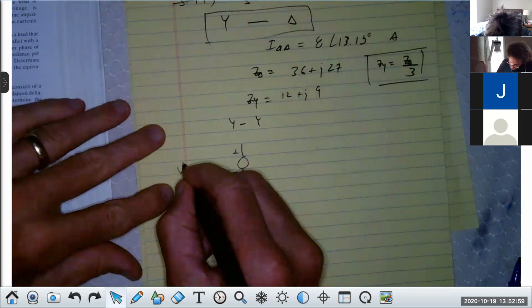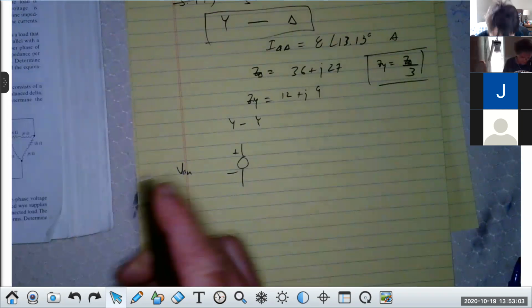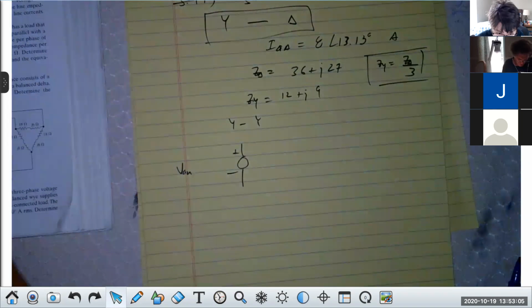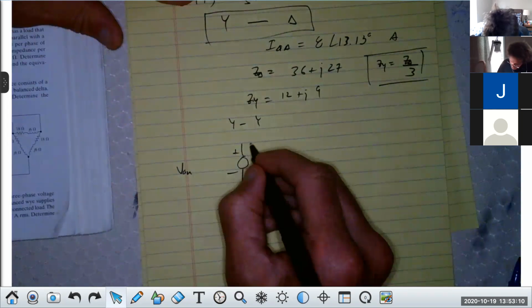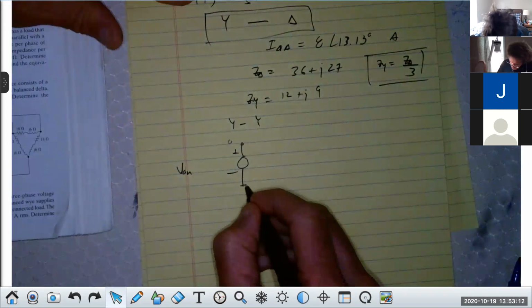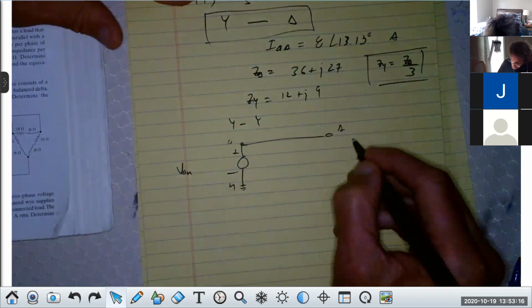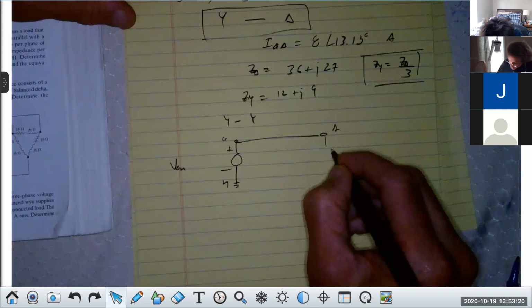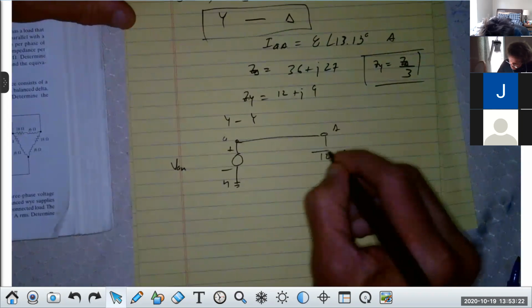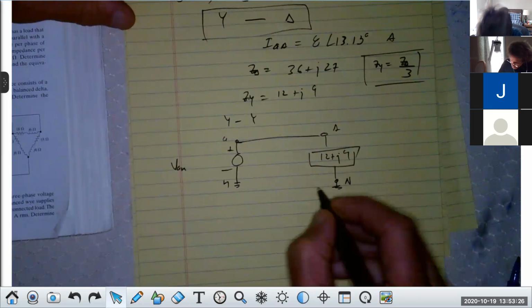So I'm going to draw this in a Y-Y. This would therefore be V small a n. My line impedance on this one was what? Nothing. Perfect. Now this would be small a. This would be n. Goes right to capital A, and the load now is in a Y configuration. The Y configuration here is 12 plus j9, and that's going to be grounded at capital N. And you guys can do that.